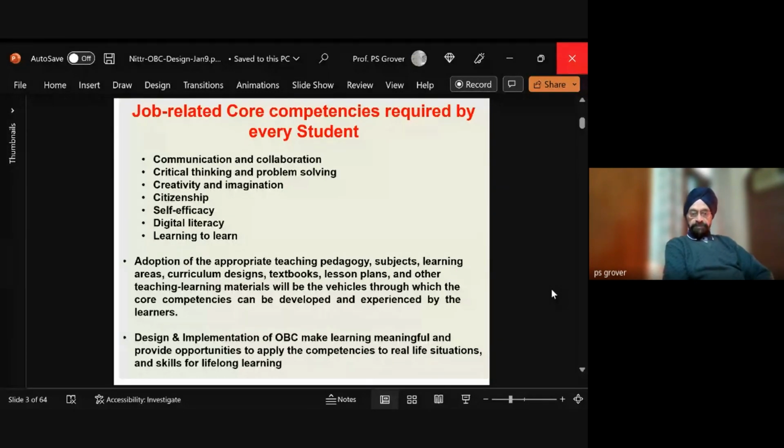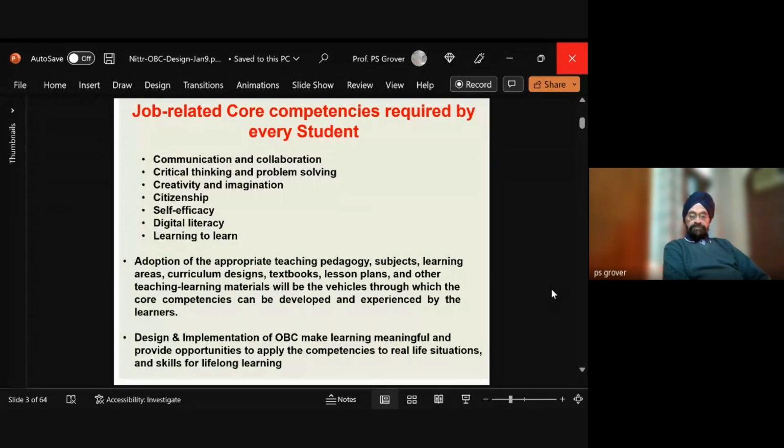Now, the adoption of the appropriate technology, appropriate teaching learning process, relevant subjects, learning area, what to emphasize, curriculum design, how to design curriculum which imbibes these skills, the relevant source material like textbook, lesson plan, and other teaching learning material will be the vehicle through which the core competencies can be developed and experienced by the learners. Now, design and implementation of outcome-based curriculum make learning meaningful and provide opportunity to apply the competence to real-life situations and skills for lifelong learning.